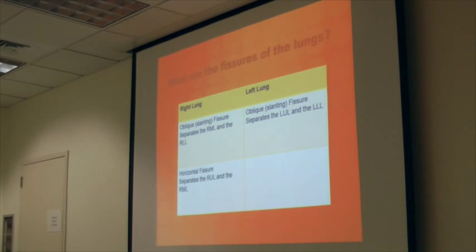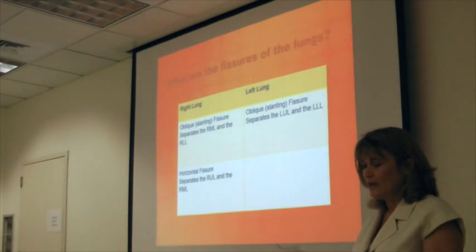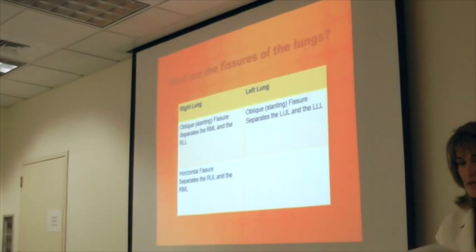What are the fissures of the lungs? They're a separation on the surface of the lung that divides the lung into parts. I'll read it slowly so you can write it. Separation on the surface of the lung divides the lung into parts.